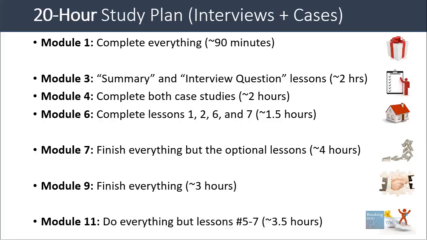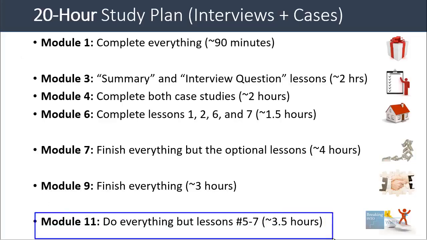And then in Module 11 on leveraged buyouts and LBO models, I would actually recommend finishing everything here. You can skip some lessons in the middle on topics that are not that relevant for most interviews, such as a paper LBO model and LBO math interview questions, but I would recommend finishing the short case study, the 60-minute case study, and the 90-minute case study there.